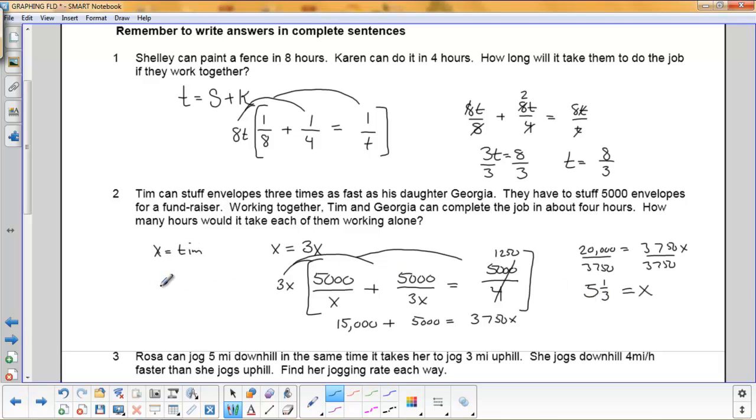We want to know how much his daughter will take if she does it by herself, so we're going to multiply that number times 3. And that's going to give us 16. So this is going to be Tim doing the job by himself. This is going to be Georgia doing the job by herself.